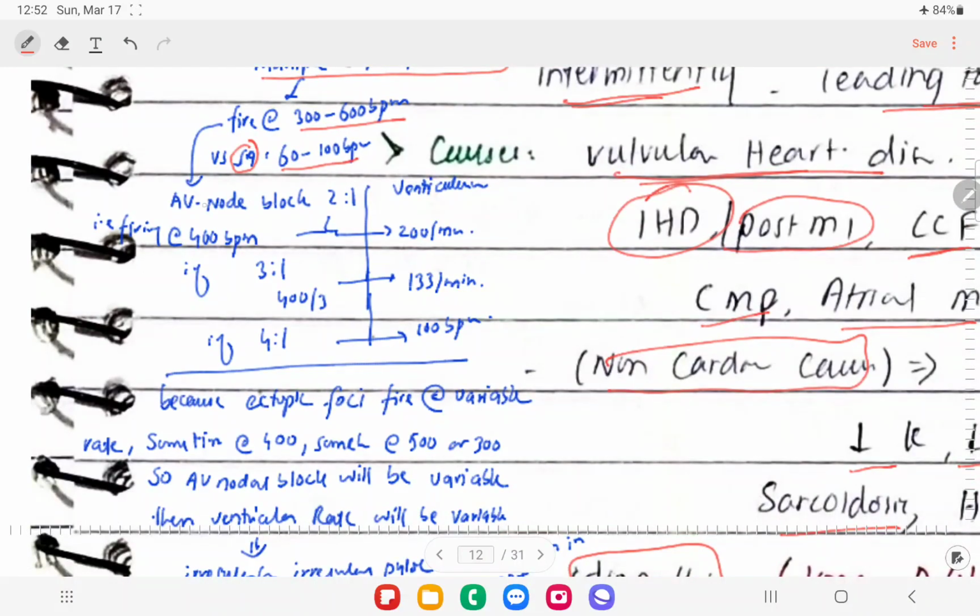Then we'll have the AV nodal block, say when it is 2 to 1. If an ectopic focus is firing at 400 beats per minute, the ventricular rate will be 200 when the block is 2:1. If the block is 3:1, the rate goes to 133, so if we divide 400 by 3, we get this rate. If the block is 4:1, we'll have a rate of 400 divided by 4, that is 100 beats per minute.